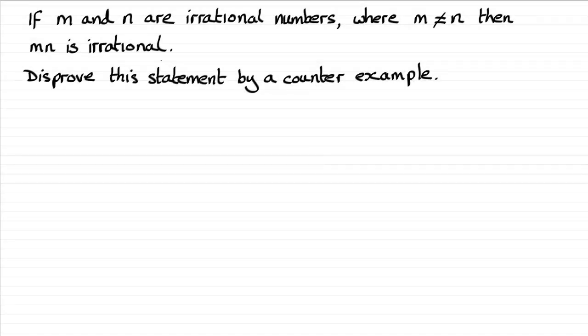Okay, for this question then, we've got to disprove this statement by a counterexample. That is that if m and n are irrational numbers, where m doesn't equal n, then m times n is irrational. And what I'm going to do is give you 3 examples, for instance, just to show you how this can be done. The first example is just to take an irrational number.